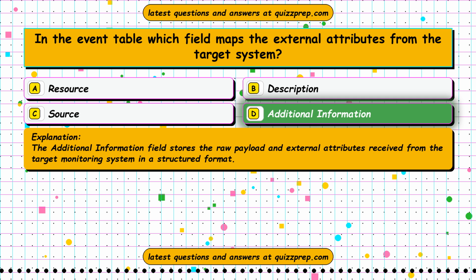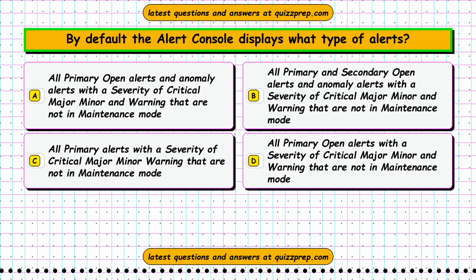The additional information field stores the raw payload and external attributes received from the target monitoring system in a structured format. Question 13. By default, the alert console displays what type of alerts? Option A. All primary open alerts and anomaly alerts with a severity of critical, major, minor, and warning that are not in maintenance mode. Option B. All primary and secondary open alerts and anomaly alerts with a severity of critical, major, minor, and warning that are not in maintenance mode. Option C. All primary alerts with a severity of critical, major, minor, warning that are not in maintenance mode. Option D. All primary open alerts with a severity of critical, major, minor, and warning that are not in maintenance mode.